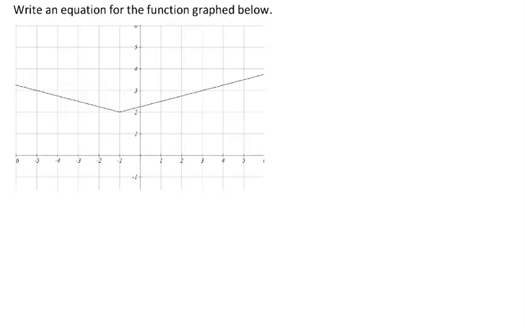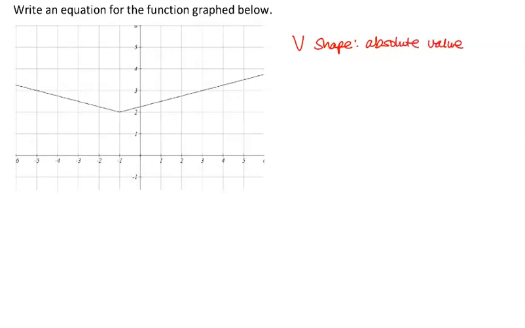Here we are given a graph of one of our toolkit functions and asked to write an equation for the function. The first thing that we want to do is decide which of our toolkit functions we are working with. We do this based on the shape of the graph. Because this is a V-shaped graph, this tells us that we are working with an absolute value function.